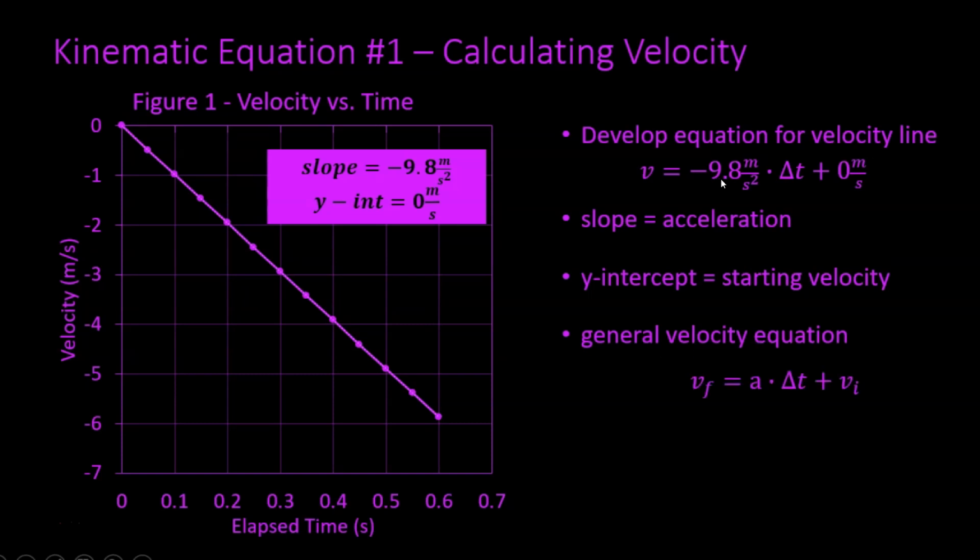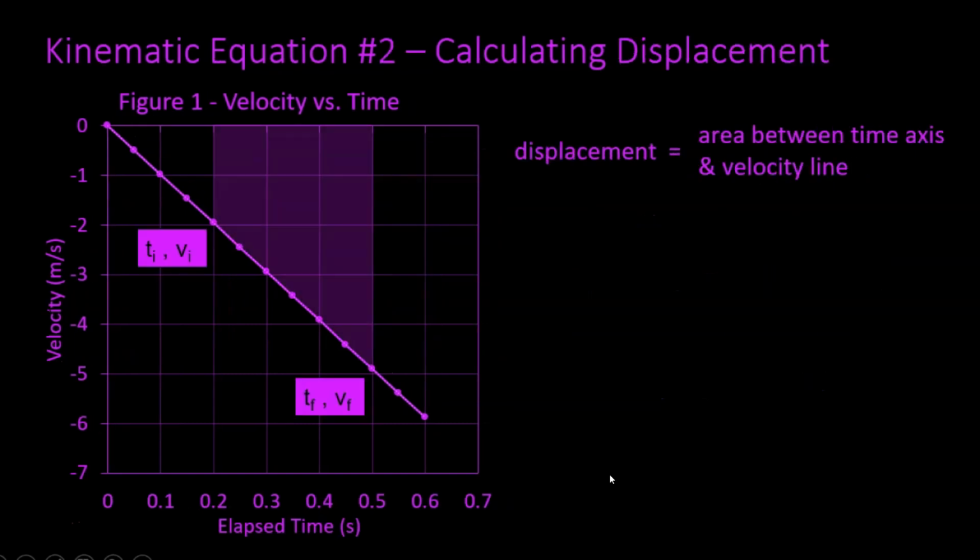So where there's negative 9.8 meters per second squared, I'm going to replace that with the acceleration, and the initial starting velocity of 0 meters per second, I'm going to replace with the symbol v sub i. And this gives us our first kinematic equation. The final velocity is equal to the acceleration times the elapsed time plus the initial velocity. Let's move on to our next equation.